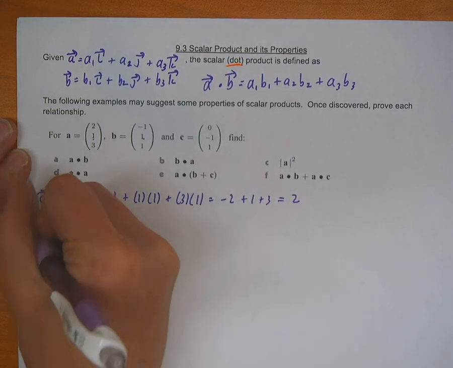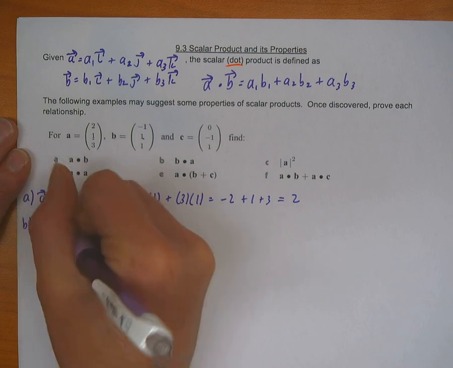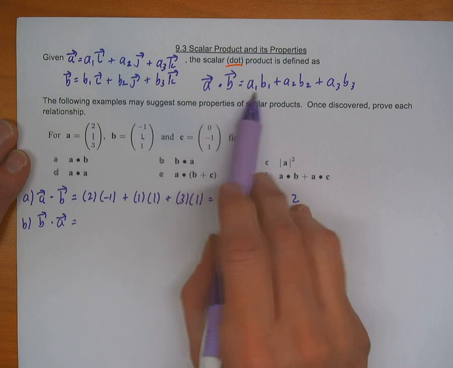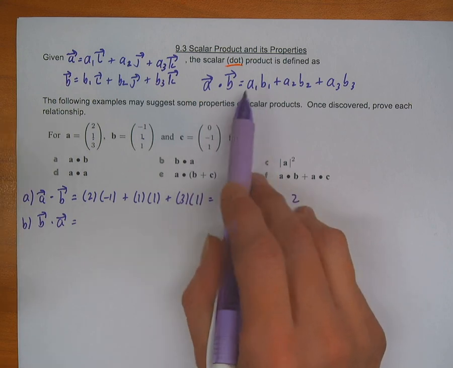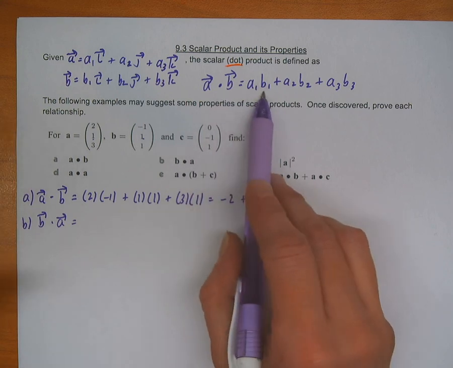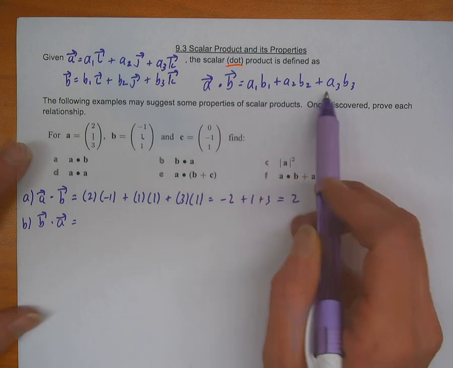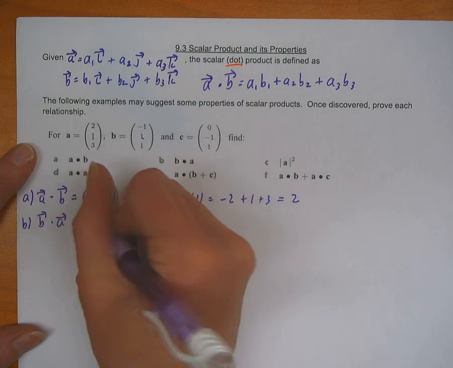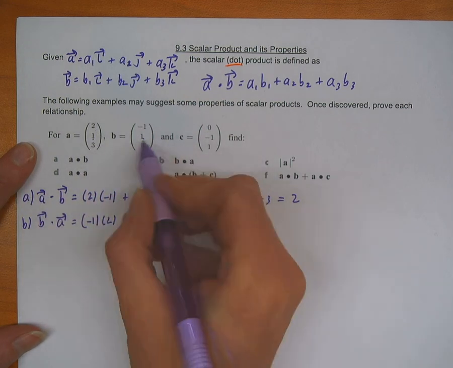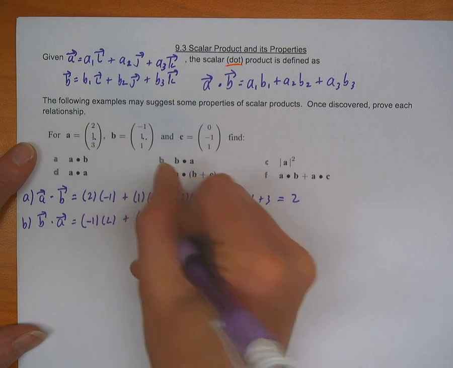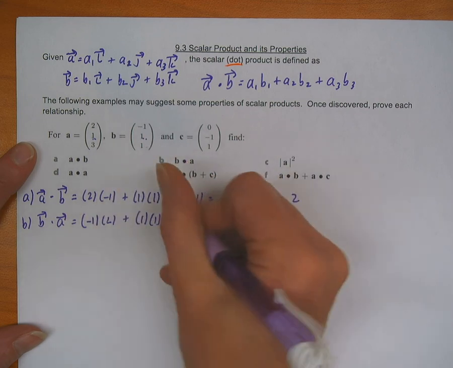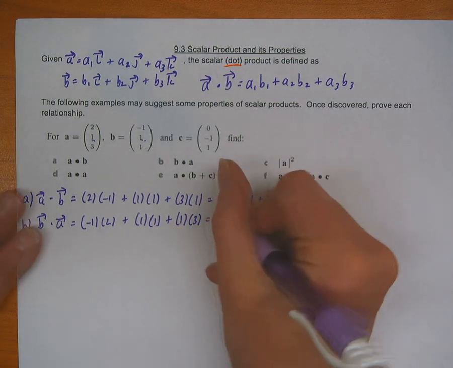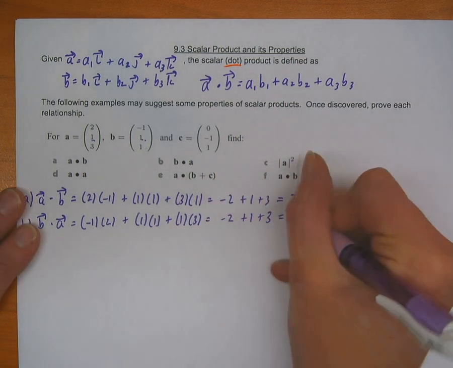So let's now calculate B dot A. Technically, there is an order given. So if A dot B was A1 B1, then B dot A would be B1 A1. So you need B1 A1 plus B2 A2 plus B3 A3. But that'll just be -1 times 2, 1 times 1, plus 3 times 1. And of course, that's going to be the same thing. -2 plus 1 plus 3, which is 2.